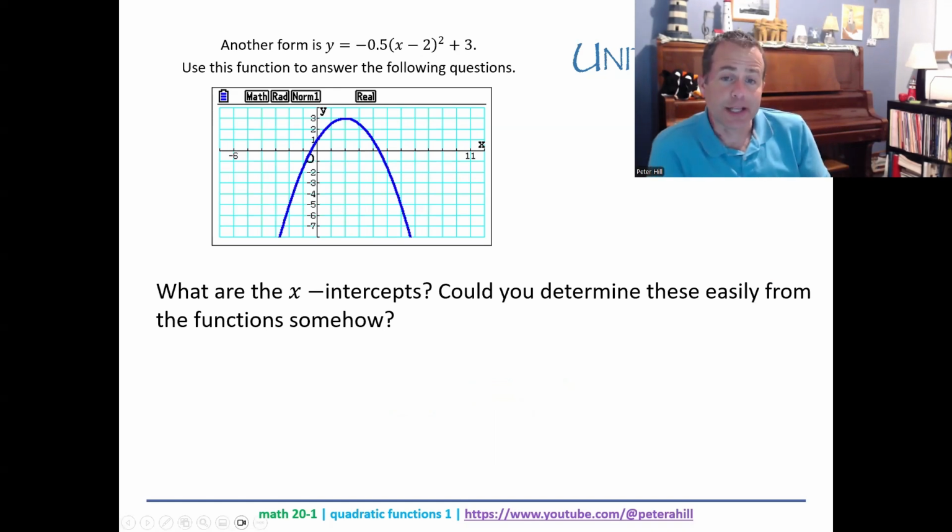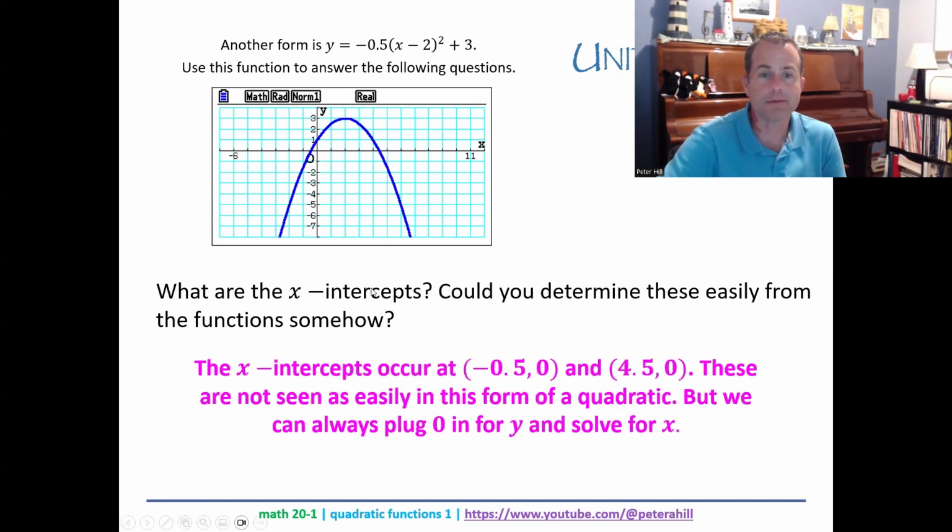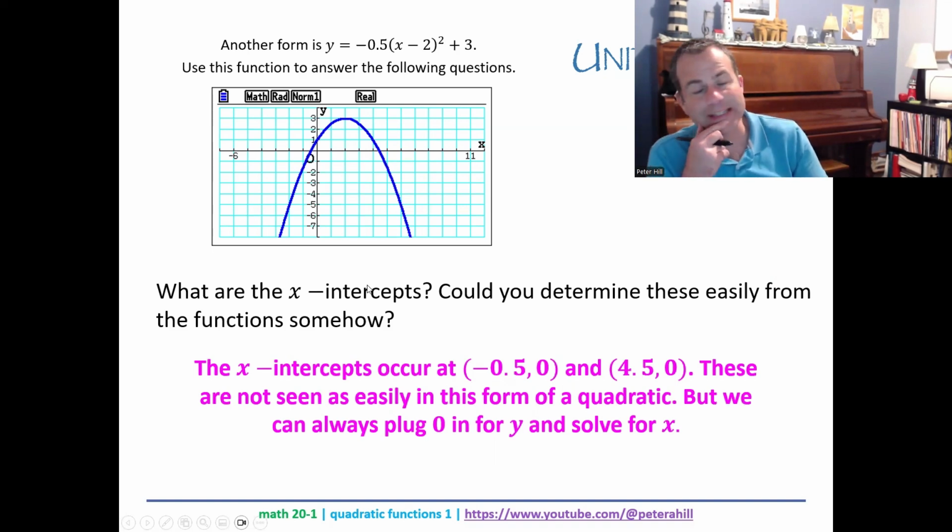What are the x-intercepts? Could we determine these easily from the function somehow? Now, this one, I can figure out the x-intercepts. They're not quite as easy to read from my graph, okay? But they do happen to be at negative 0.5 and 4.5. These are not seen as easily in this form.